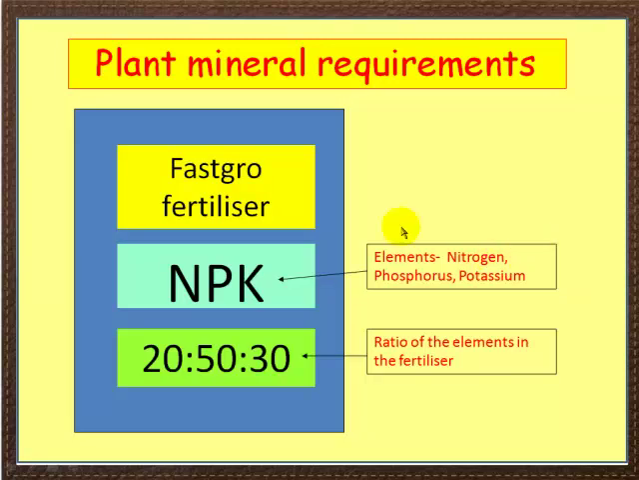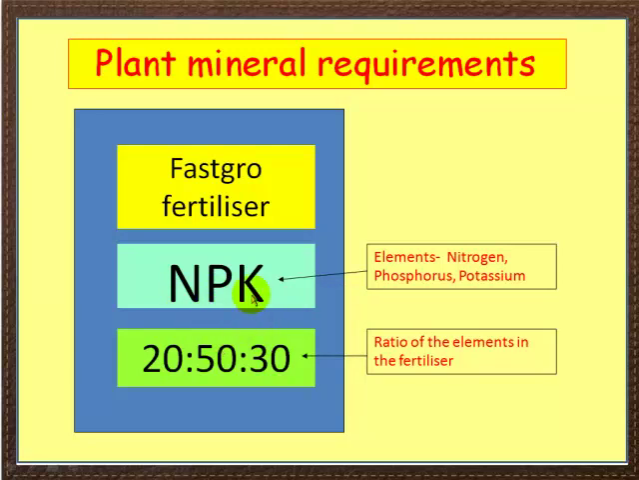Now lastly, a farmer might order a fertilizer. So here is a bag of fertilizer. Now if you look at one of these bags, you'll see three symbols, N, P, K. Now what these stand for are the elements nitrogen, phosphorus and potassium. So the farmer can say they want a particular ratio. So in this one here, they've got 20% nitrogen, 50% phosphorus and 30% potassium.